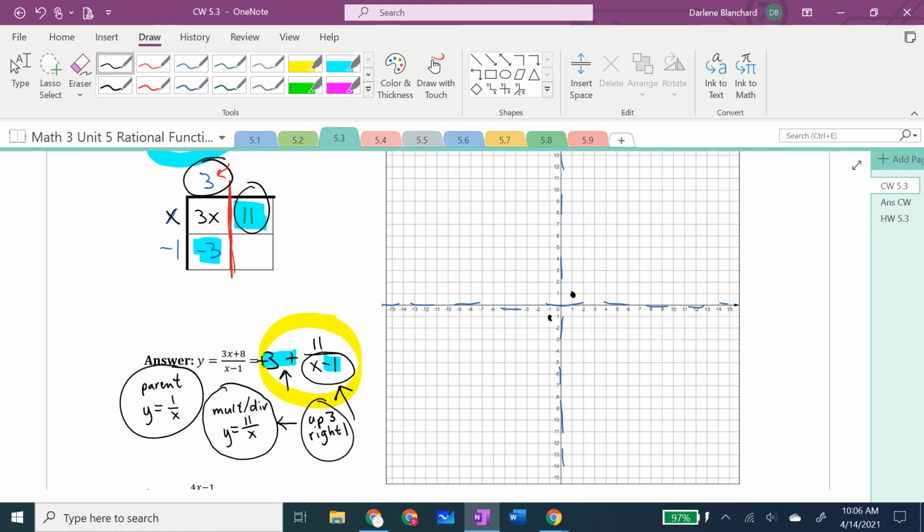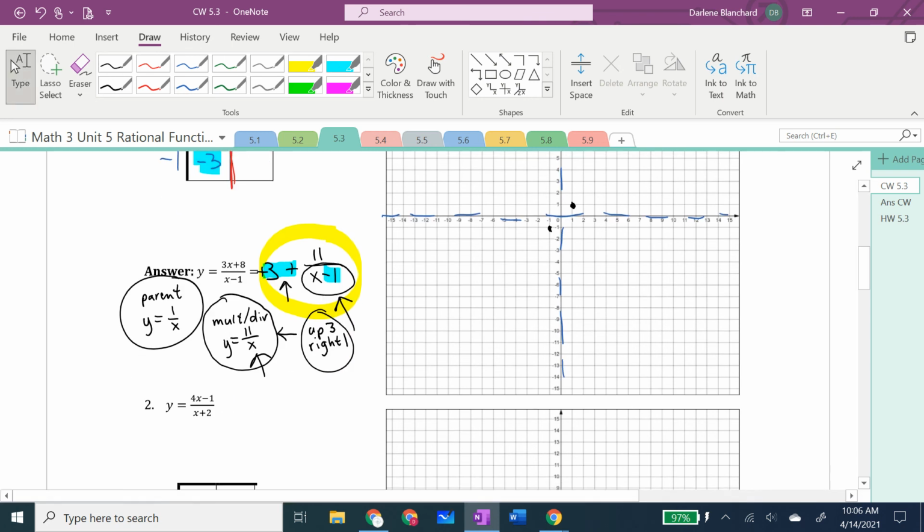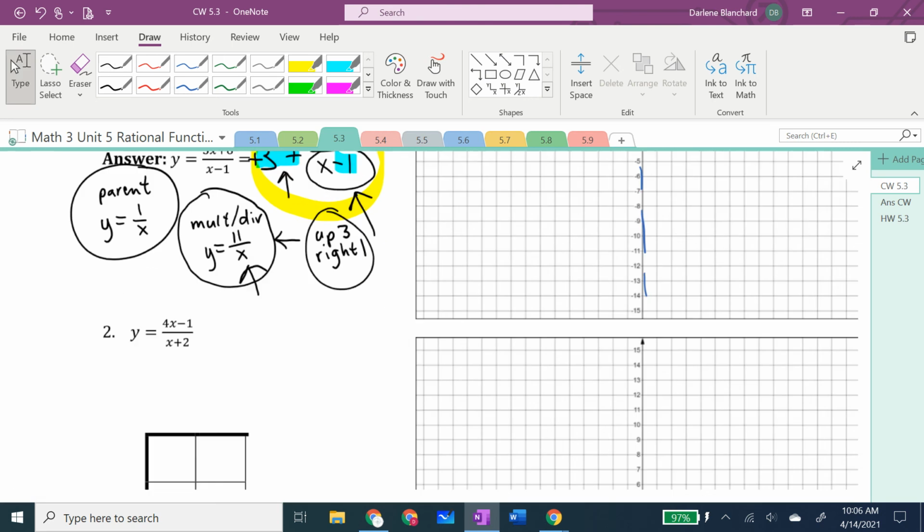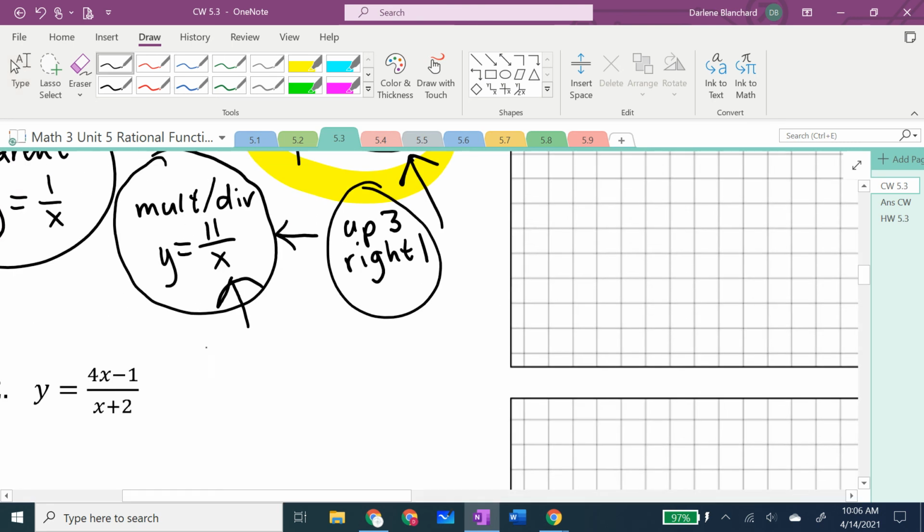Now, the multiplication division, we have a multiplication by 11, and do you see that you could actually write this as 11 times 1 over x?